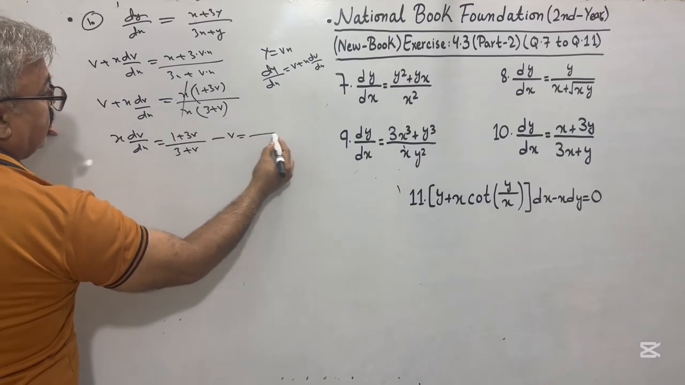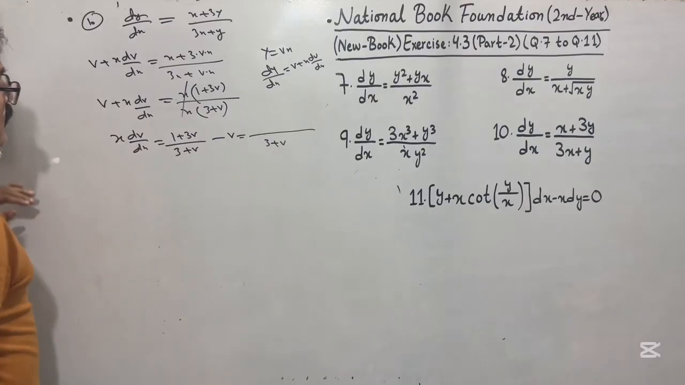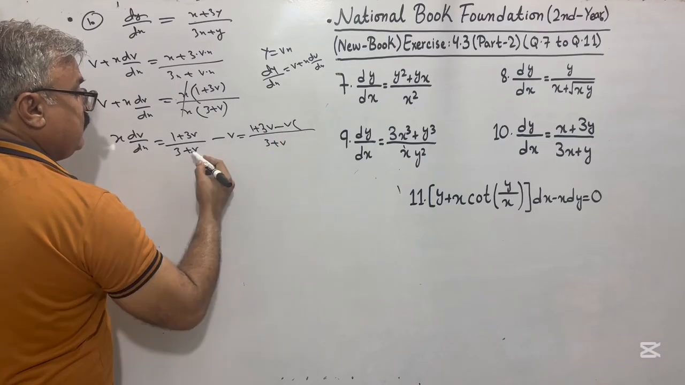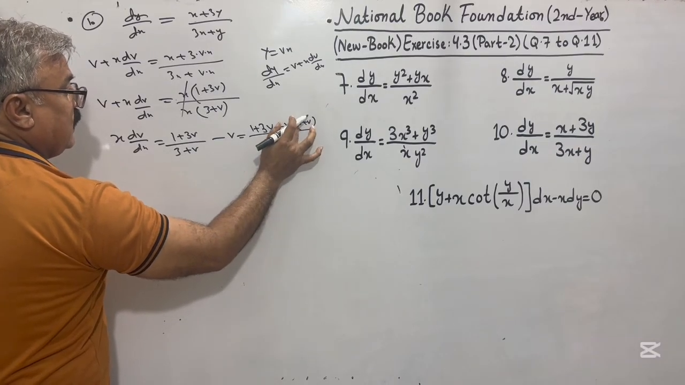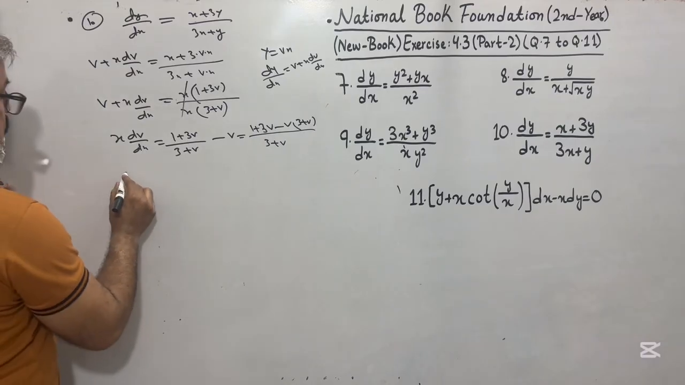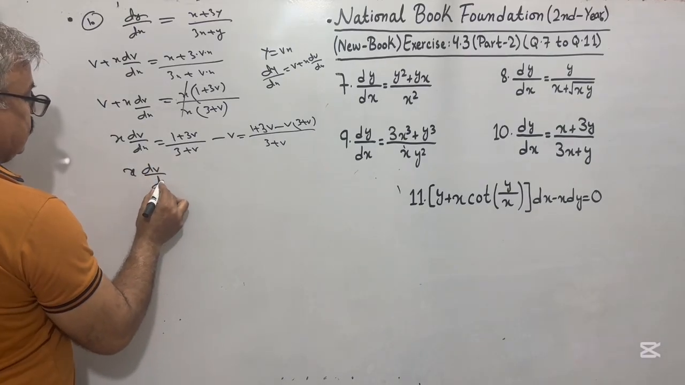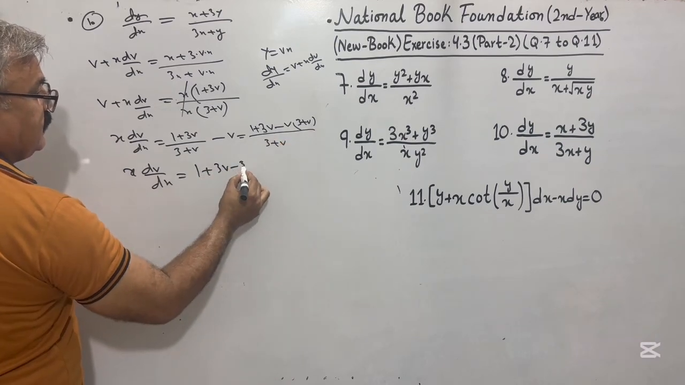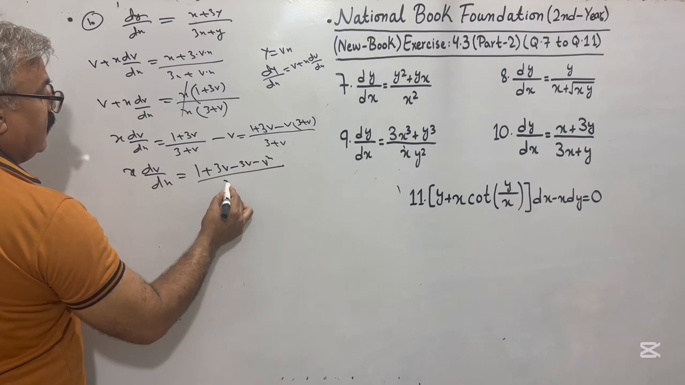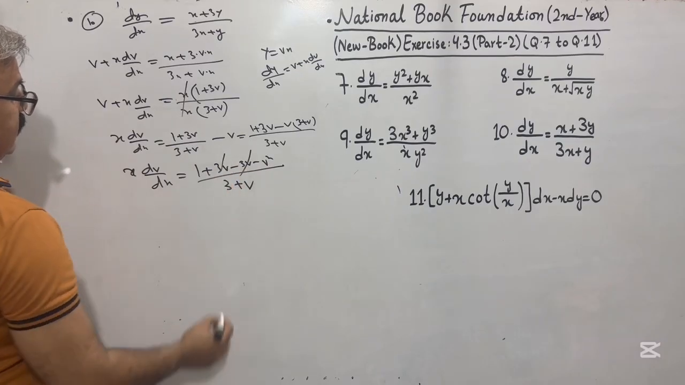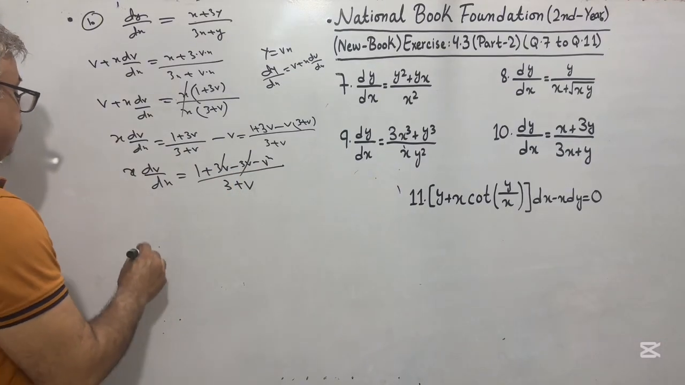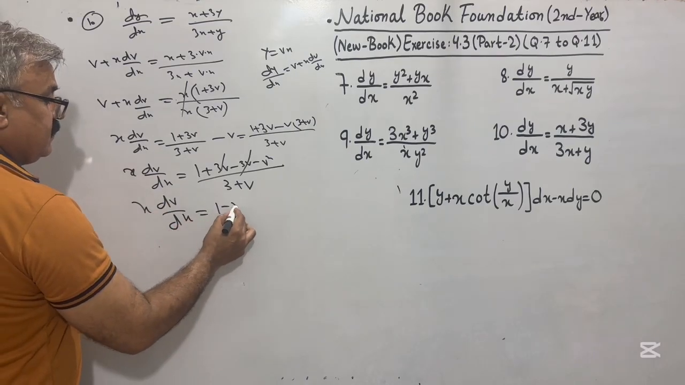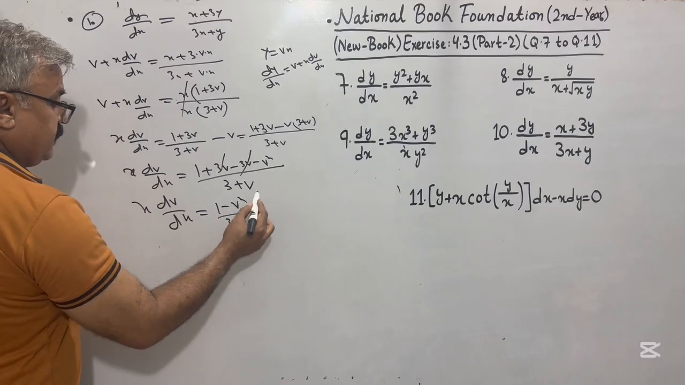Taking LCM, 3 plus v is the LCM: 1 plus 3v minus v times 3 plus v, over 3 plus v. Okay, cool. x dv over dx on the left hand side, we have 1 plus 3v minus 3v minus v square over 3 plus v. Cancelled out, cancelled out. Now we are ready to roll. It is a separable differential equation. Now separate the variables: 1 minus v square over 3 plus v.